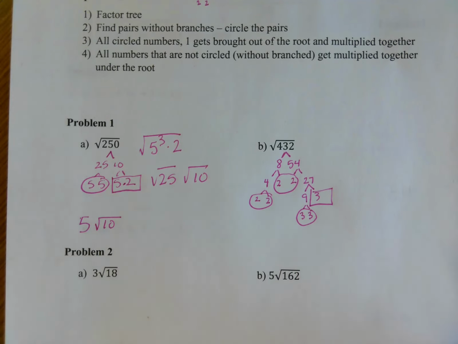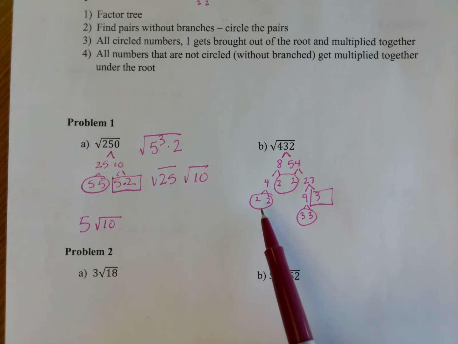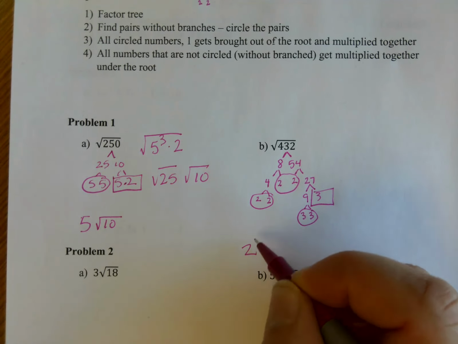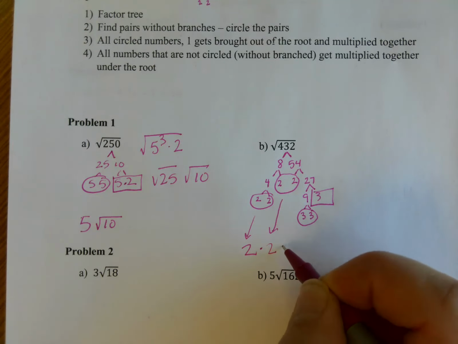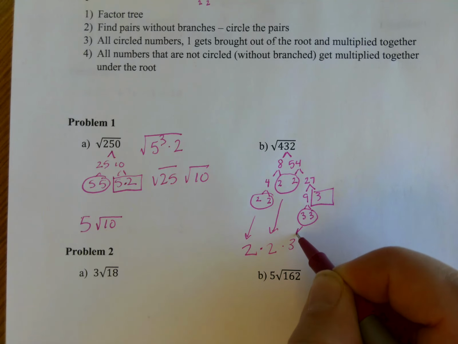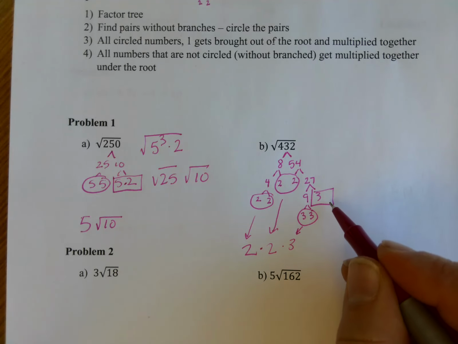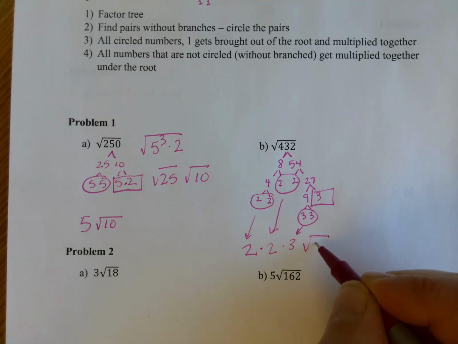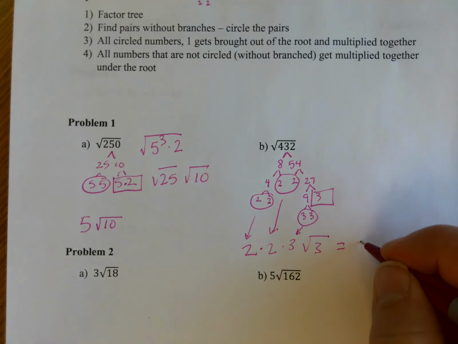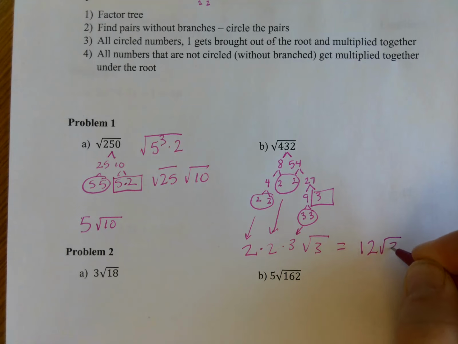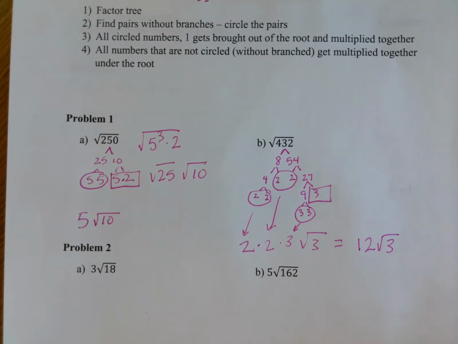Anything that's circled comes outside the root. Only one of the pairs comes out. So one 2 comes out here, one 2 comes out here, and one 3 comes out here. This 3 has to stay inside the root. Notice how I put multiplication in between all of these. So now I multiply all these numbers that come outside the root: 2 times 2 is 4, times 3 is 12. So this becomes 12 square root 3.